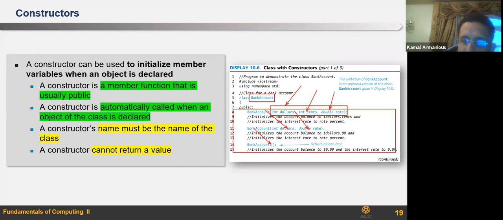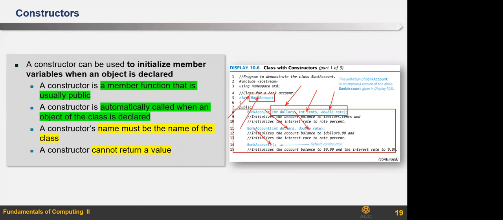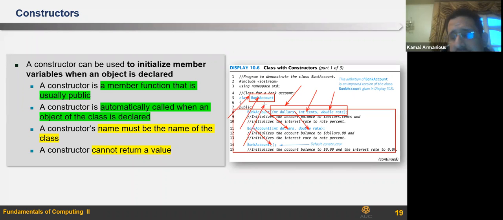Okay, so this function is named bank account. This function is named bank account. This function is named bank account. So we have three constructors. They have the same name, but all of them have different input parameters. The first one has 3, the second one has 2, and the third one has none. Great.